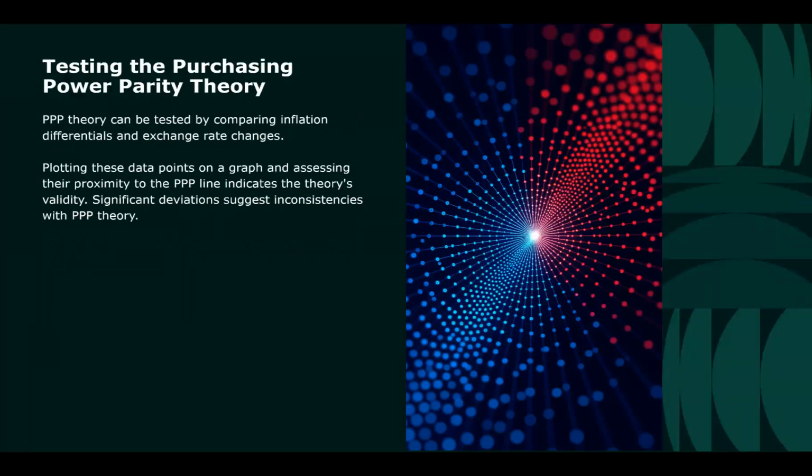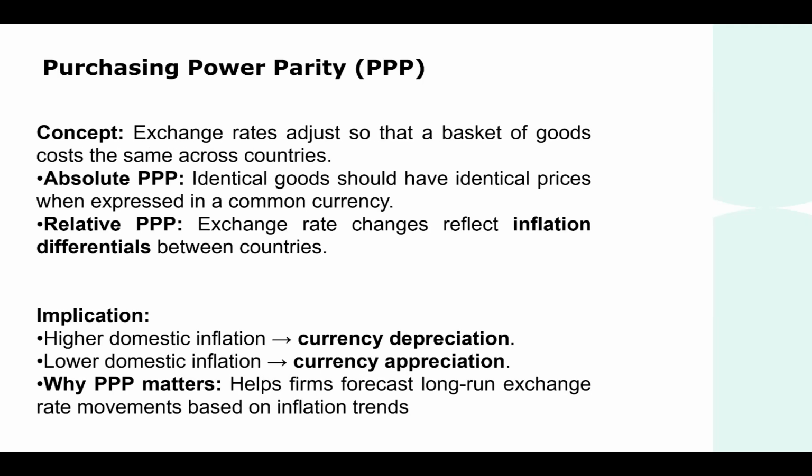So to summarize, the implication is: the higher the domestic inflation, the more it leads to depreciation of the home currency. In the same way, the lower the domestic inflation, the more it appreciates the home currency. So why PPP matters is, it helps the firm to forecast long run exchange rate movements based on inflation trends.